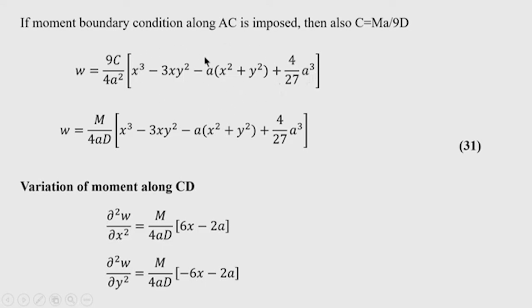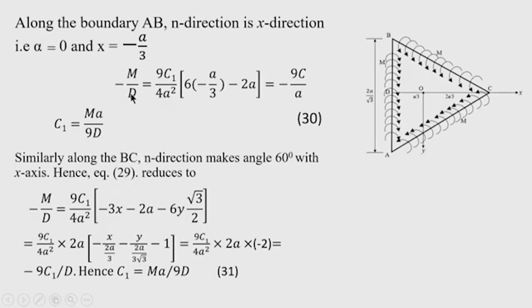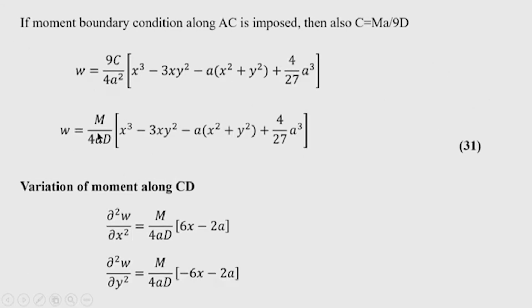This is the deflected series, and putting the value of C, as C is found as M a by 9 D. So, after putting the value of C, we get W in terms of all known parameters. M is also known, as the condition is known; the bending moment is known, the size of the plate is known, the flexural rigidity, which contains the thickness of the plate and material properties, is also known.